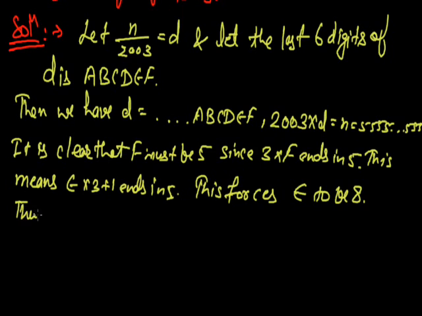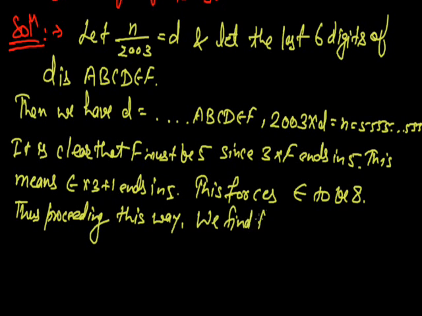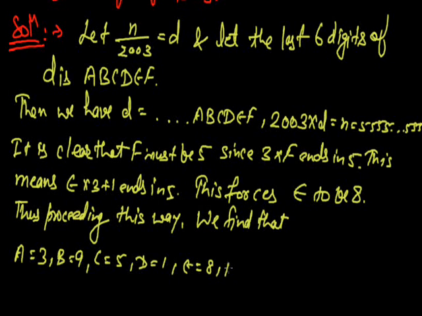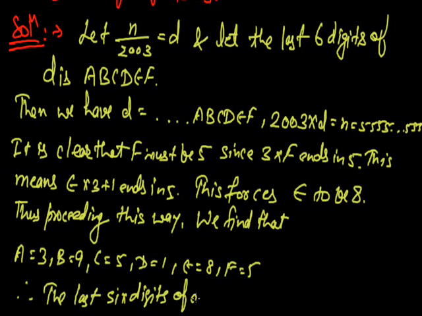Thus, proceeding this way, we find that a is equal to 3, b is equal to 9, c is equal to 5, d is equal to 1, e is equal to 8, and f is equal to 5. So the last 6 digits of d are 395185. That is our answer.